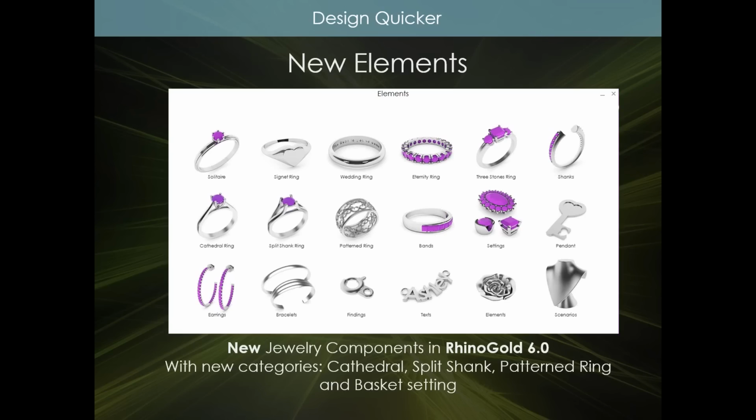So let's start focusing on modeling tools. As you know, RhinoGold has elements. And of course, in RhinoGold 6, we have added new components in elements. There are new categories for cathedral rings, split shanks, pattern rings, and basket settings. Pedro later will show you some of them. It's about 2,000 elements, so endless combinations.